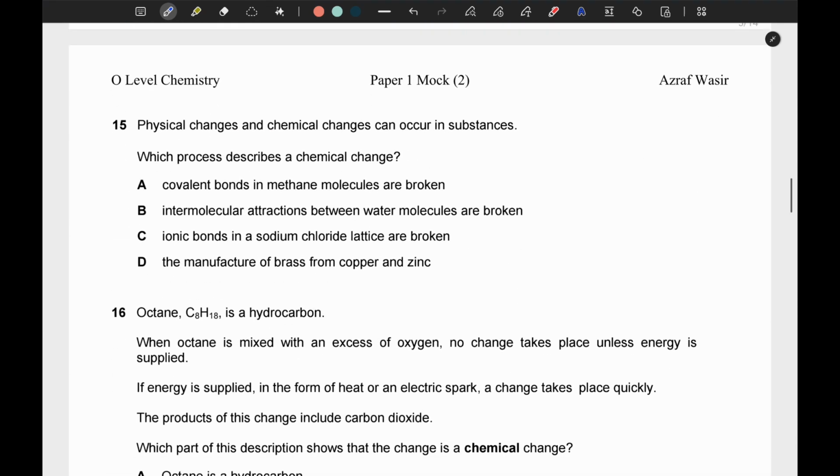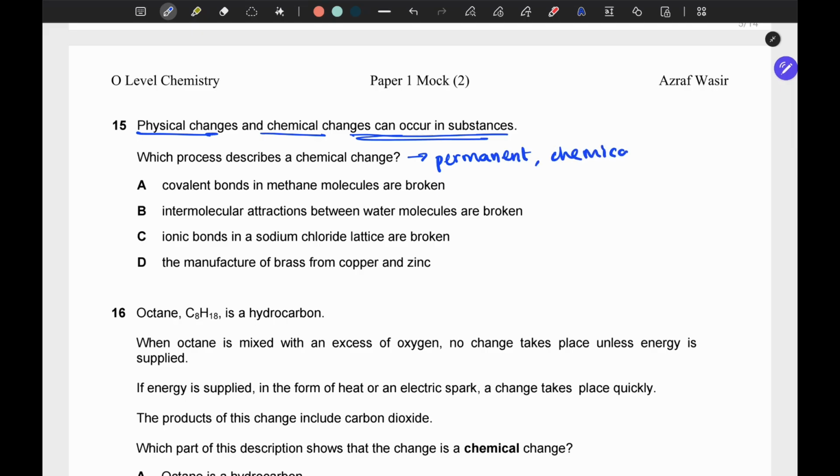Question number 15. Physical changes and chemical changes can occur in substances. Which process describes a chemical change? In a chemical change, it's generally permanent. A chemical reaction takes place. Reaction occurs. Therefore, we will find a product, a product that's chemically different.